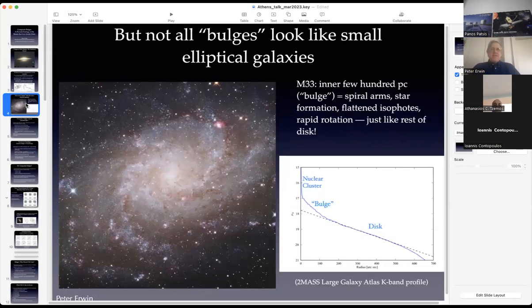However, we have learned that not all bulges in disk galaxies are actually like small elliptical galaxies. This is M33, one of our nearest neighbors, and if you look at the surface brightness profile on the right, you can see that there's a lovely diagonal disk with maybe a sort of truncation out here. And then there is a central excess in here, the inner 100 parsecs or so, which we would normally call a bulge. But if you look at the central 100 parsecs or so, it's full of spiral structure, spiral arms, there's lots of star formation. The isophotes are as flattened as the outer disk. So it looks like a continuation of the disk.